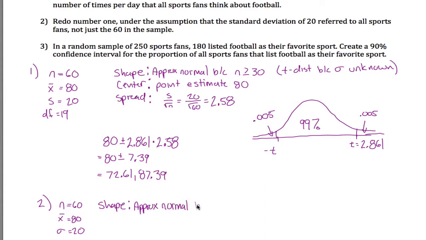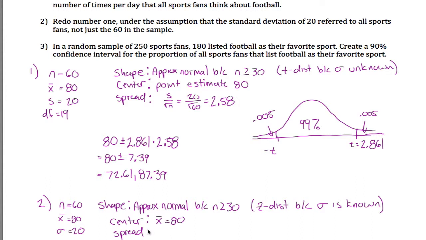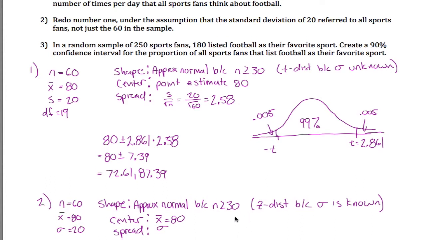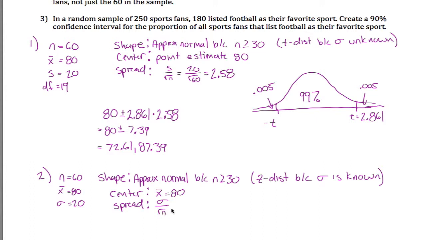And it's still because n is greater than or equal to 30. However, now it's a z distribution because sigma is known. My center is still the same, still my point estimate, x bar, which is 80. And my spread is also still the same. It's now sigma divided by the square root of n, which is still 20 over the square root of 60, which is still about 2.58.